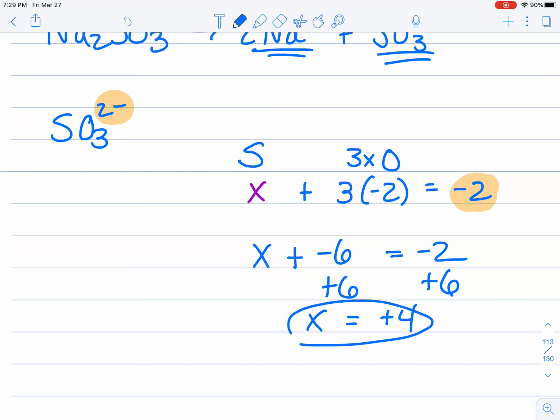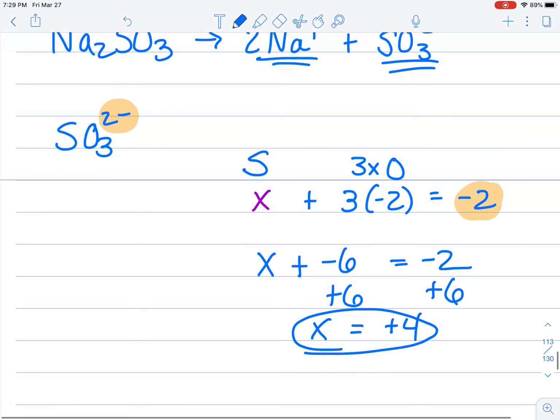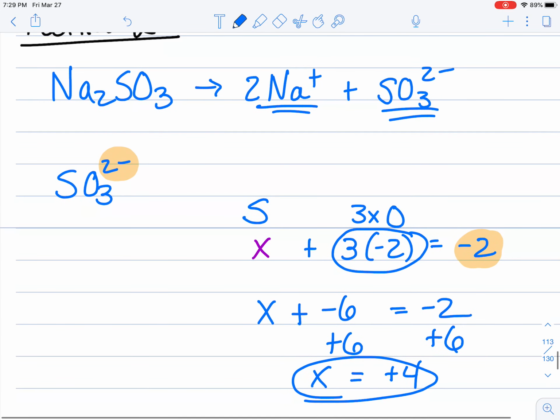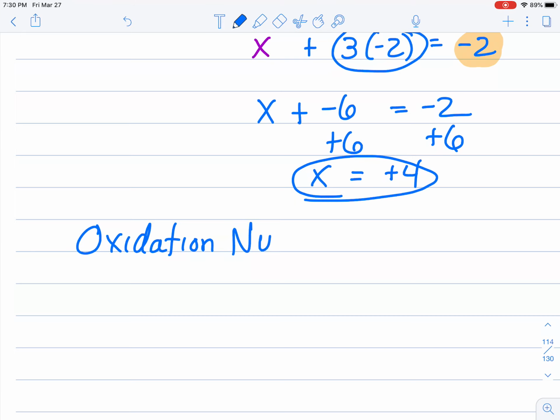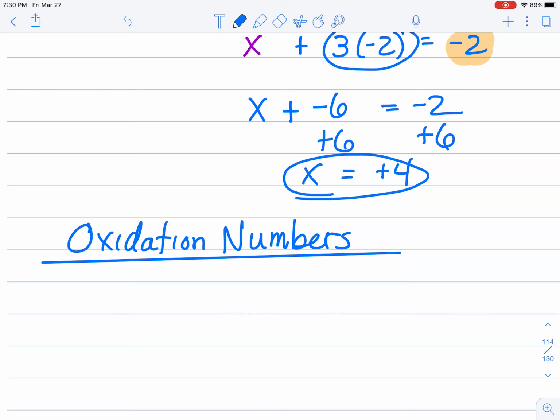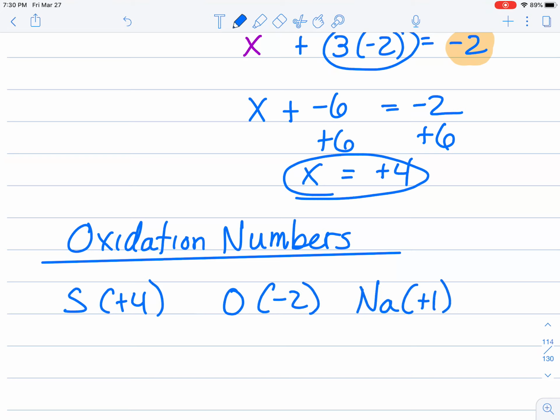So we have our sulfur with an oxidation number of +4. We have our oxygen with an oxidation number of -2. And we have our sodium with an oxidation number of +1. Let me go ahead and write that out. So we said sulfur was a +4, oxygen was a -2, and our sodium was a +1. That's exactly what we got with the other method.